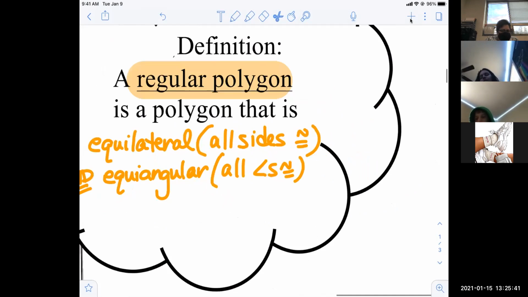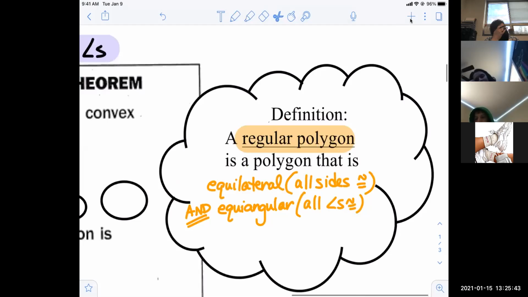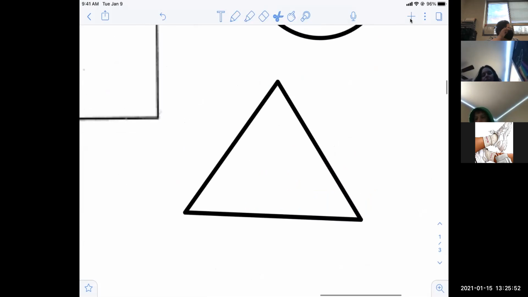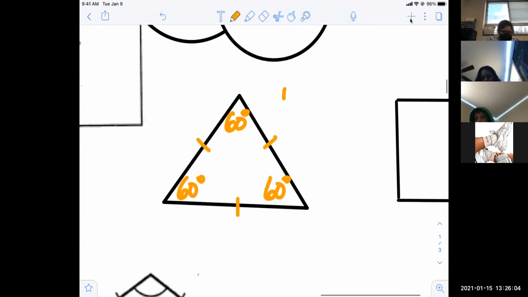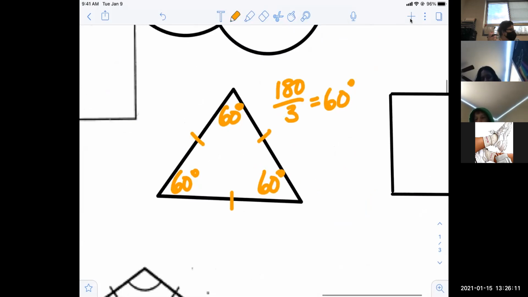Now, do you know what a regular quadrilateral looks like? Let's start with triangle, actually. What does a regular triangle look like? That, right? What are the angle measures going to be? 60. So an equilateral triangle would look like this, and all the angle measures have to be the same, so they'd all be 60. Because they have to add up to 180 divided by 3 equals 60 degrees. That's an equilateral triangle or equiangular triangle.